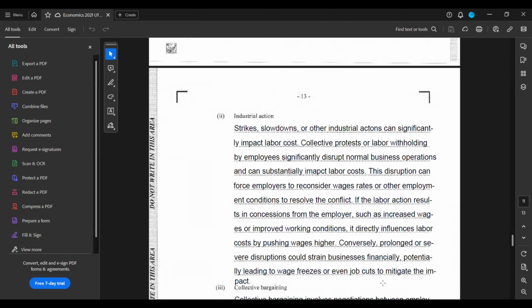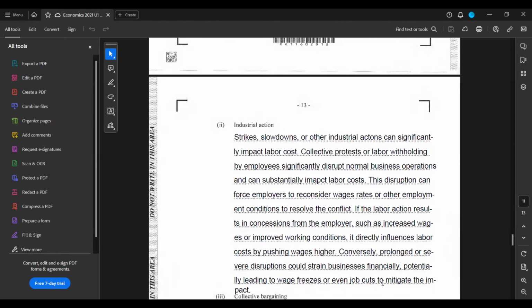Industrial action. Strikes, slowdowns, or other industrial actions can significantly impact labor costs. Collective protest or labor withholding by employees significantly disrupts normal business operations. This disruption can force employers to consider wage rates or other employment conditions to resolve the conflict.